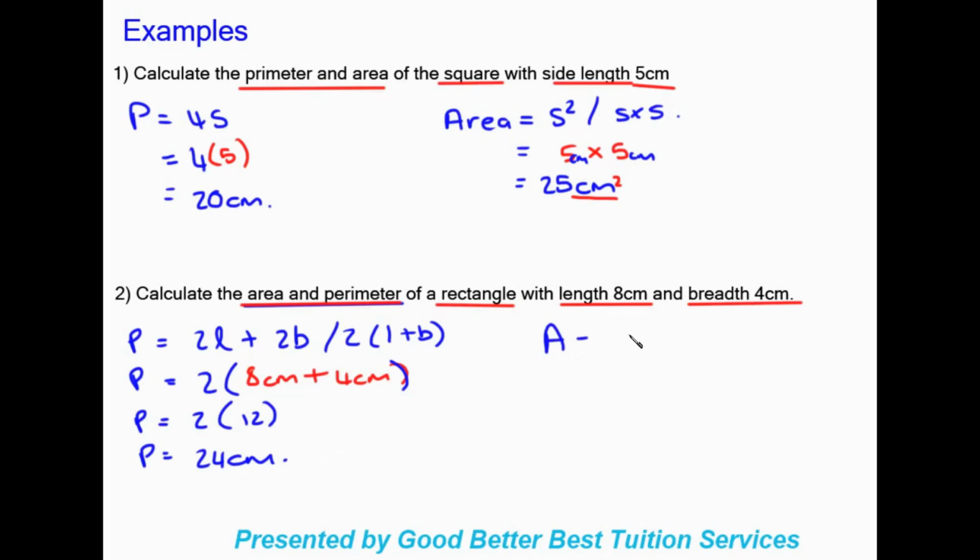Now we're looking at area, which we know is length times breadth. So it's going to be equal to 8 times 4. So once we work that out, we get 32 centimeters, remember, squared. Because we are dealing with area, our units are always squared.